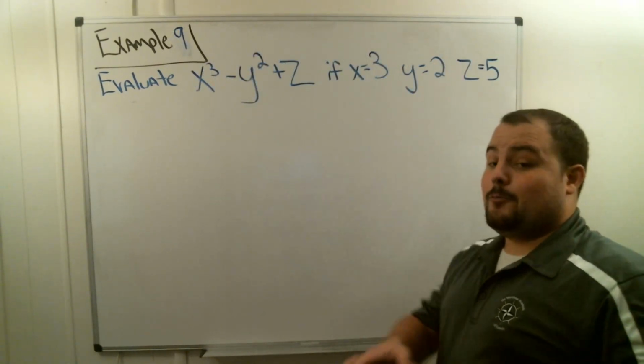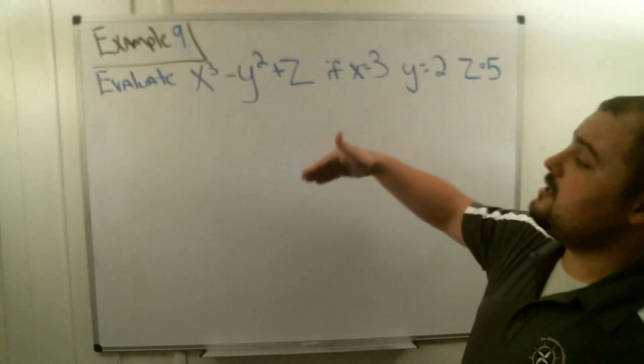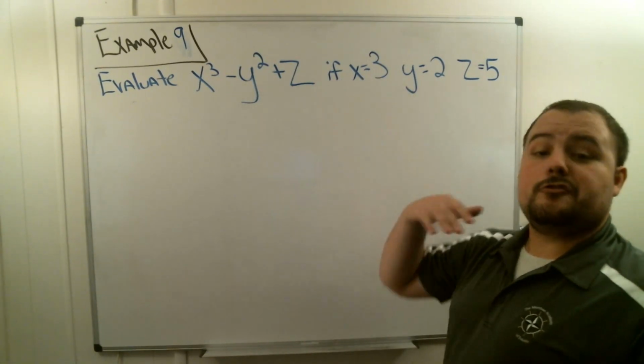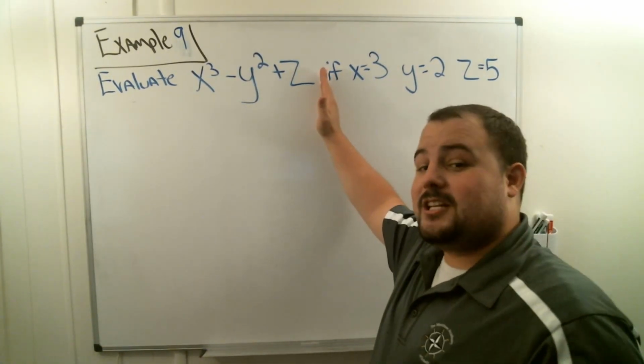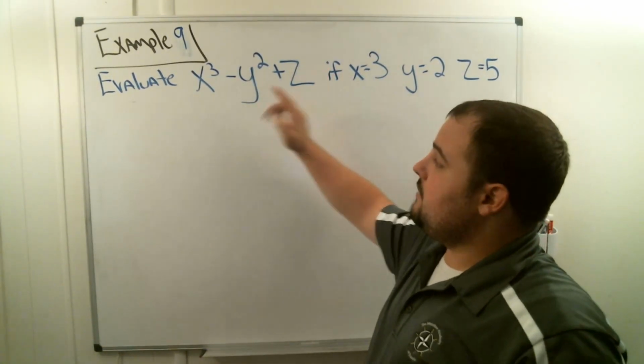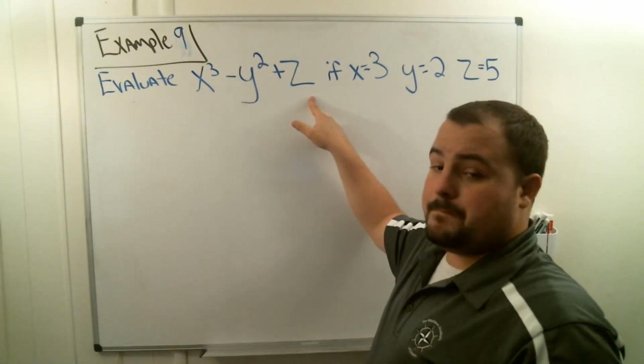For our 9th example, which is a lot of examples, and I congratulate you guys for getting this far, we're going to evaluate another algebraic expression. Again, it's algebraic because it deals with variables, and it's an expression because there's no equal sign. x to the 3rd power minus y squared plus z.